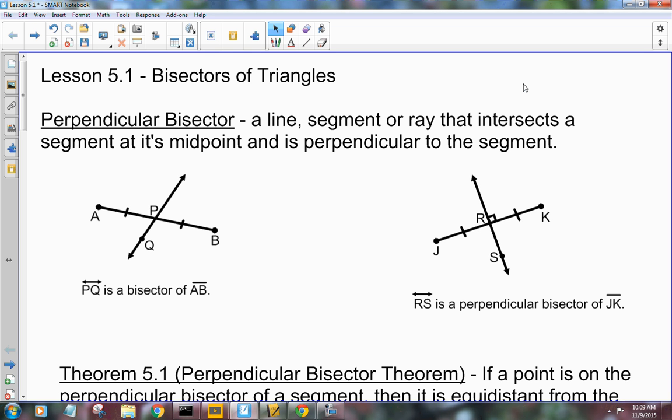Now this first example is just a bisector. Okay? This says PQ bisects AB. What happens when you bisect something? It makes it into 2 equal parts, and in a segment it goes through the midpoint, right? Okay, so that's just being a bisector. PQ is a bisector of AB. But if we come over here, RS is a perpendicular bisector. So it still goes through the midpoint, making it 2 equal parts. But it also is perpendicular to it, which means it creates a right angle. Okay, so it does 2 things, it's got 2 purposes.